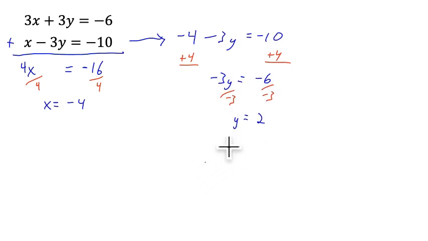And so y equals 2. Now I'm going to write these two answers right next to each other. You could write them as a coordinate pair also, as a point. X equals -4 and y equals 2. So these numbers work in both equations.